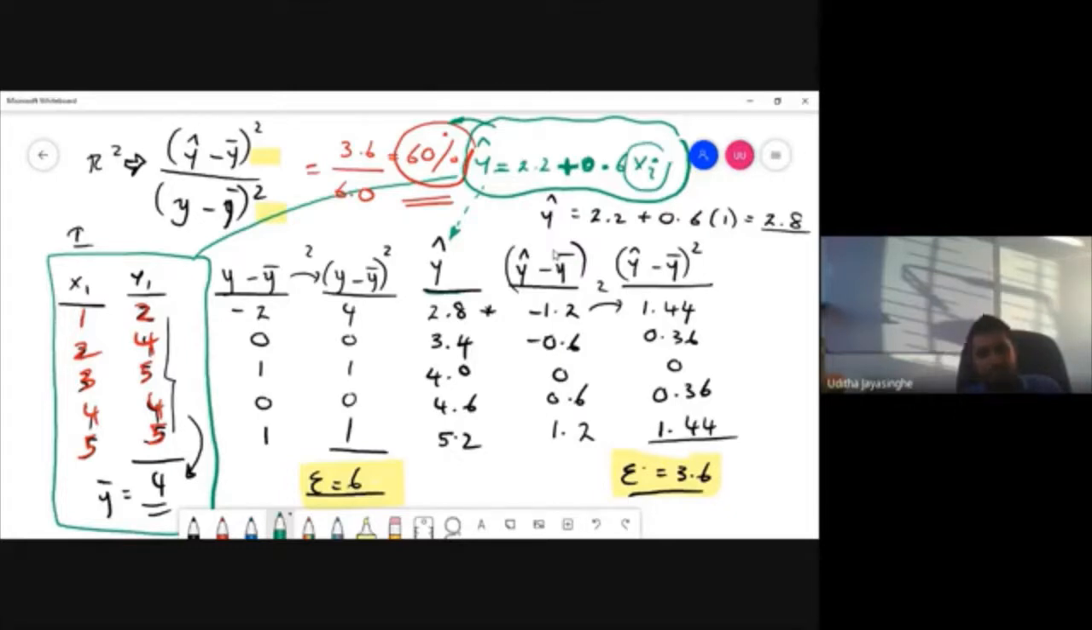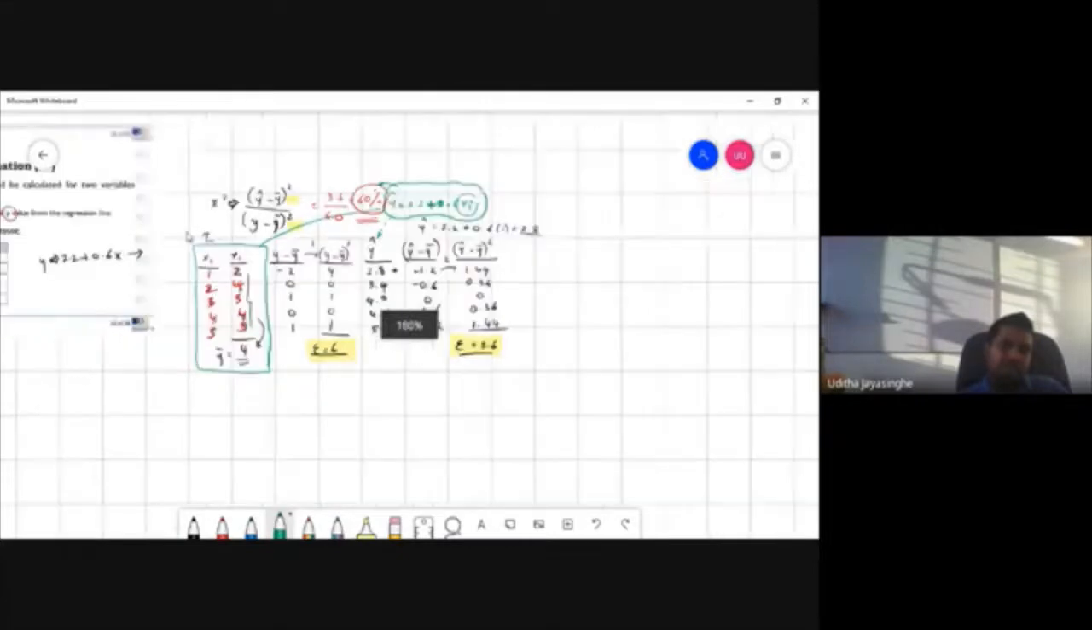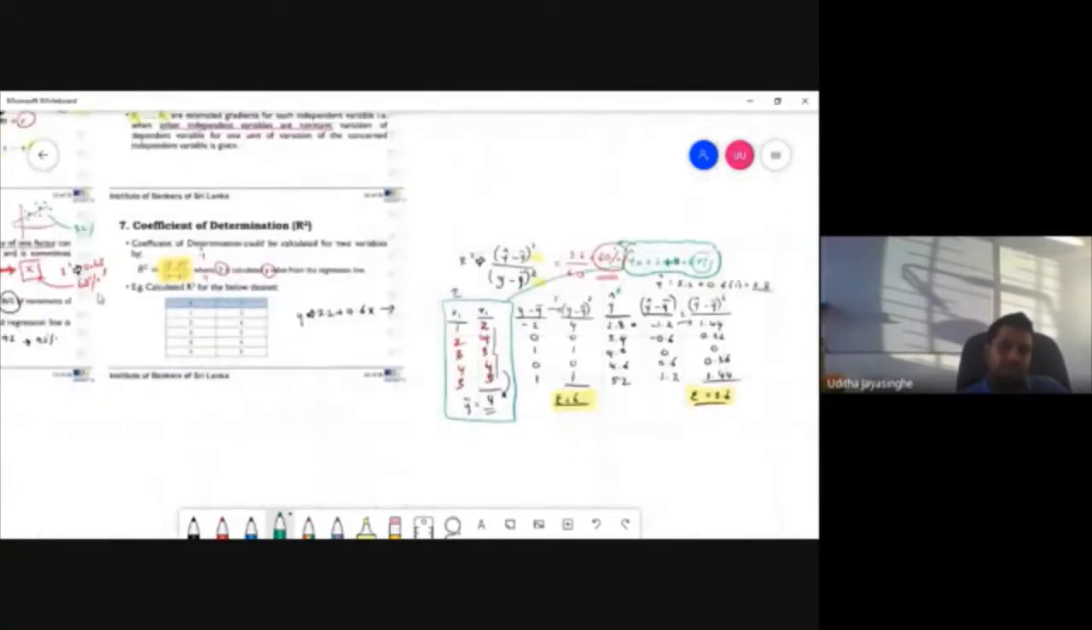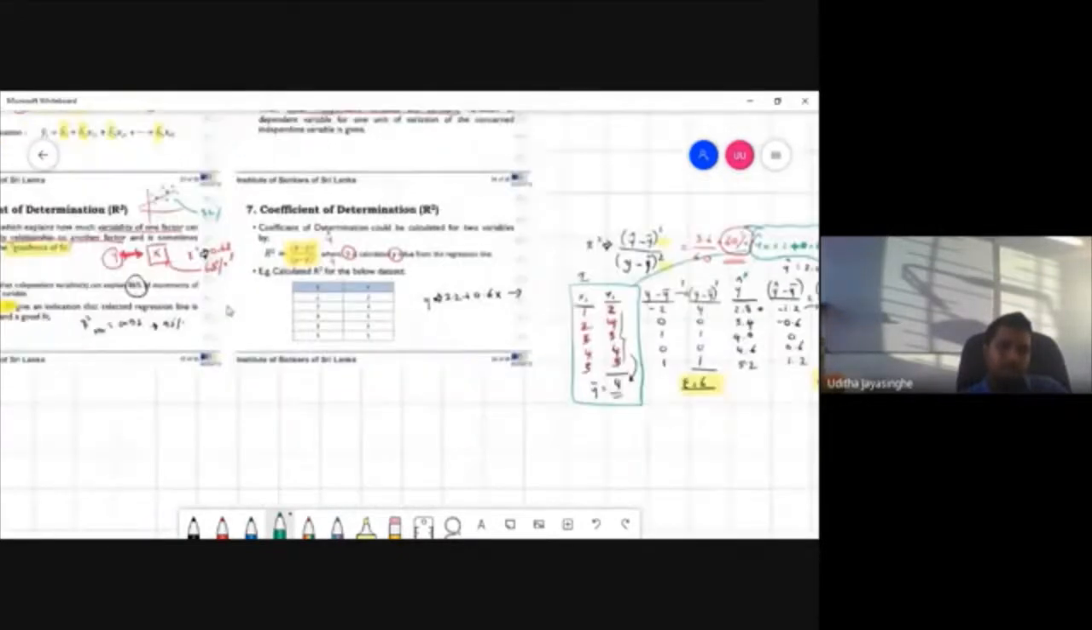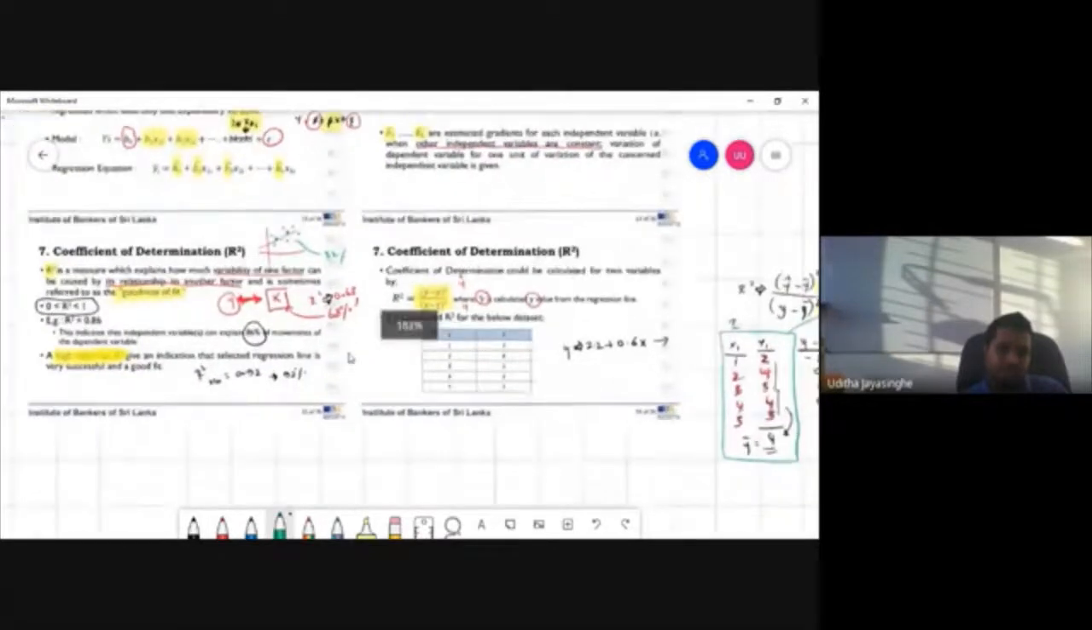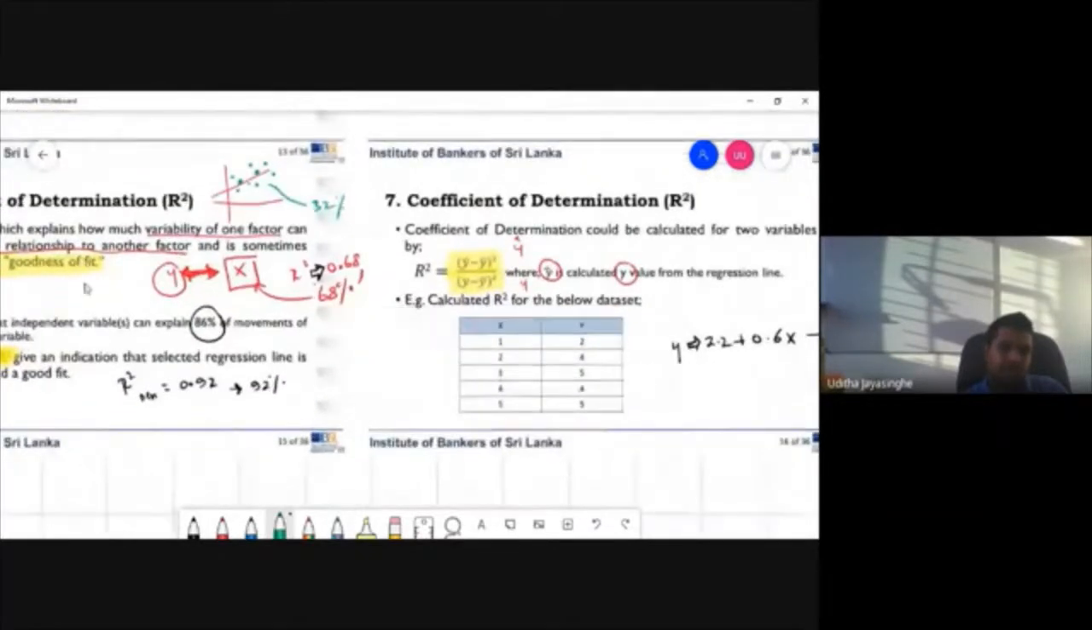So R square, or rather, if I use the word, the coefficient of determination, is going to teach you the goodness of fit, or how much variability of one factor can be caused by its relationship to another factor. Or in simple terms, we can call this the goodness of fit also. So higher the R square, we are happy. If it is lower or average, close to 50%, we are not really happy.